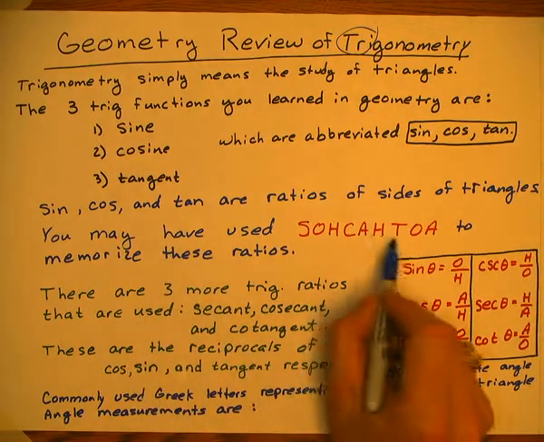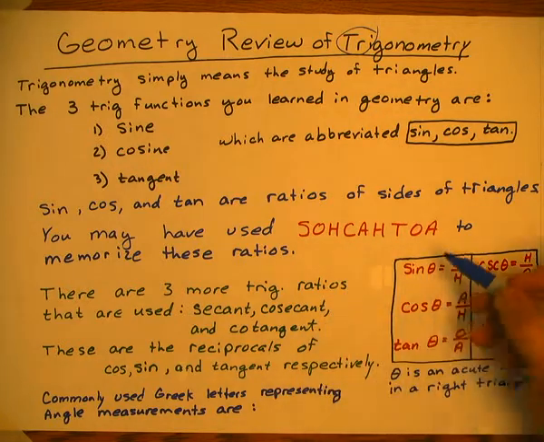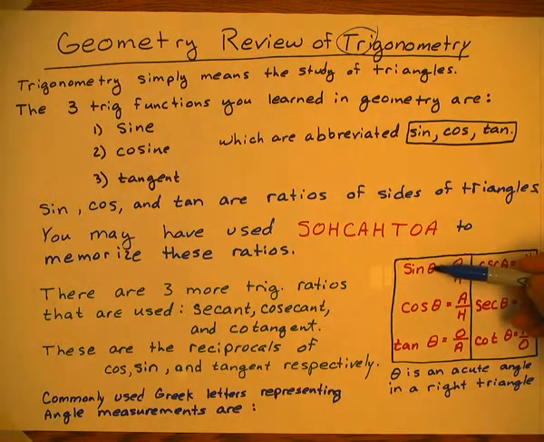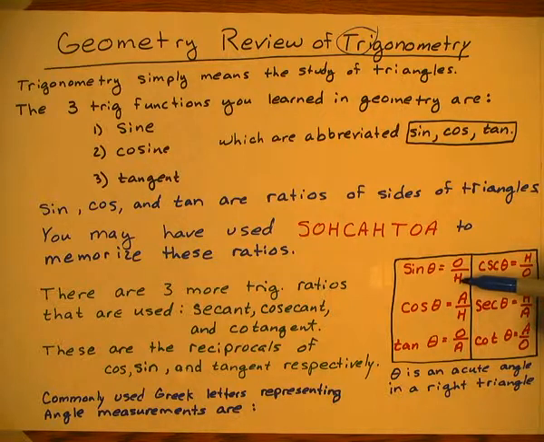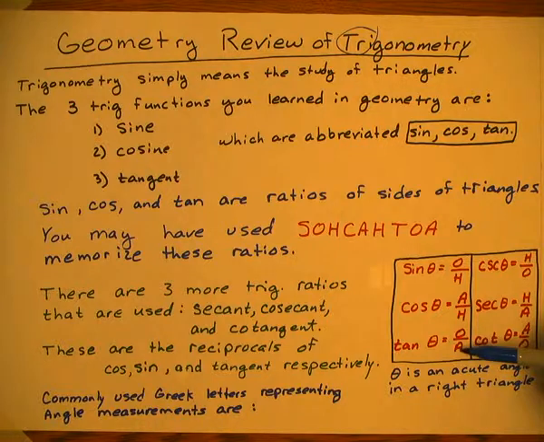And you may have used SOHCAHTOA to memorize those trig functions, where sine of theta, this symbol right here is the Greek letter theta. It's like an O with a line through the middle of it. Sine of theta is the opposite side over the hypotenuse. Cosine of theta is the adjacent side over the hypotenuse. Tangent of theta is the opposite side over the adjacent side.